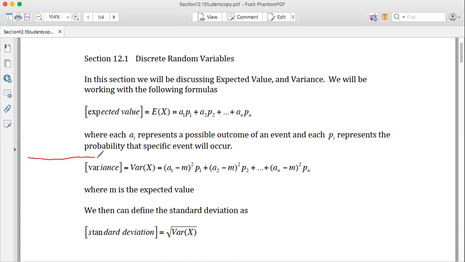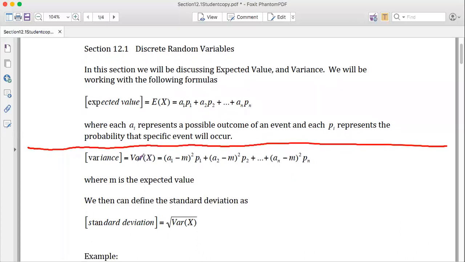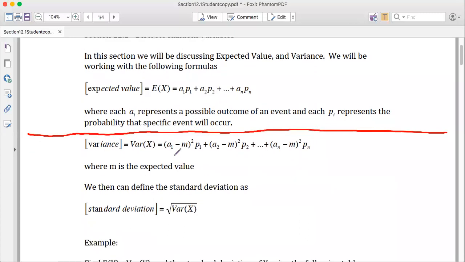Think of the expected value like an average, or sometimes we call it the mean. Let's talk about variance next. So our formula for variance, we call it var of x, var for variance. This is a sub 1 minus m in parentheses squared times p sub 1 plus a sub 2 minus m in parentheses squared times p sub 2 plus so on and so forth. The last term is going to be a sub n minus m in parentheses, we square it, times p sub n. Where here a refers to the outcomes again, p refers to the respective probabilities, but m is the expected value.